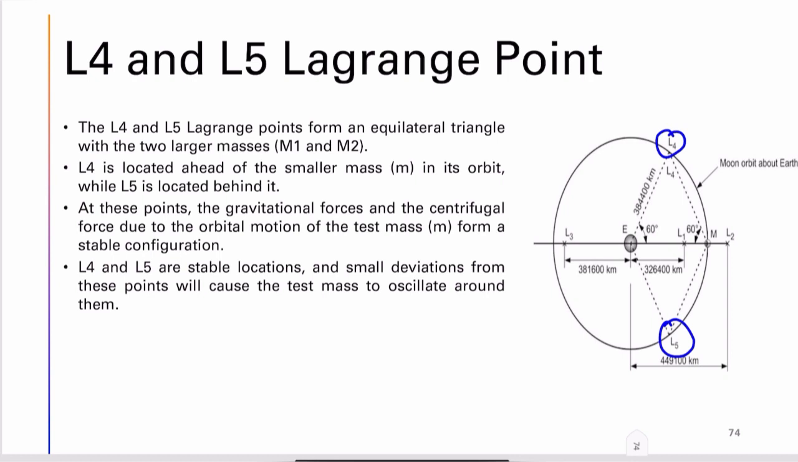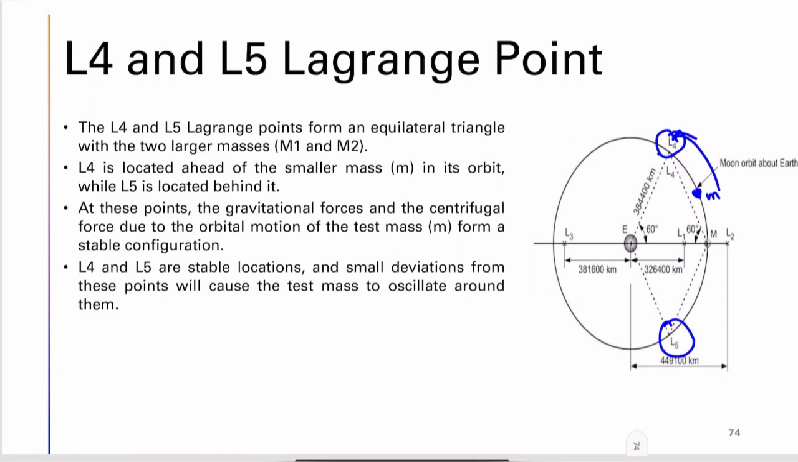L4 is located ahead of mass M. If this is the mass M, it is located ahead of mass M in its orbit, while L5 is located behind it. If this is the orbital direction and the object M is rotating, L4 will lie ahead of it, and L5 will be located behind it.